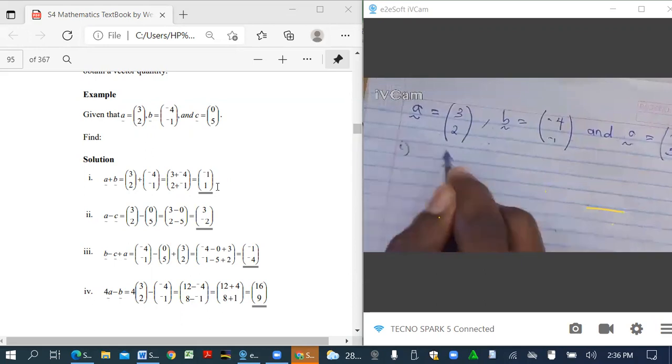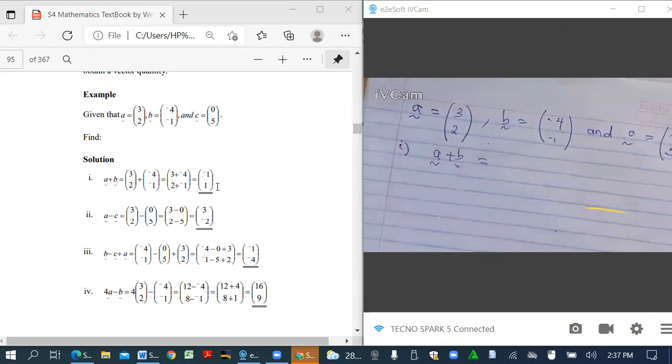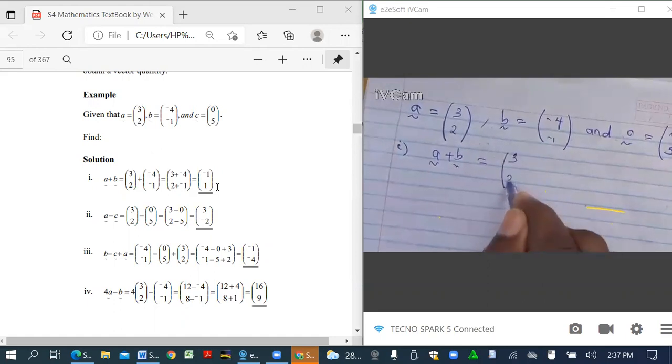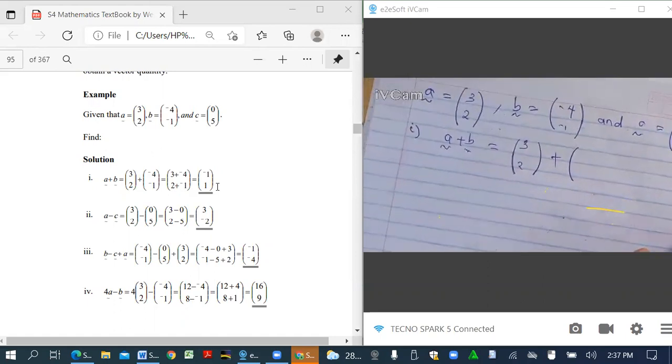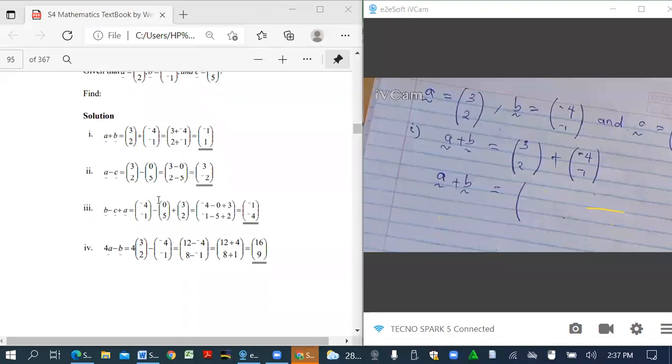Roman 1, they want us to find A plus B. Work it out very fast. I'm waiting for the answer. Don't look at what I'm writing. Work out yours. I want to see whether you will get the same answer. Are you getting the same answer as the one on the screen? You are getting negative 1 and 1, right? Go to Roman 2.